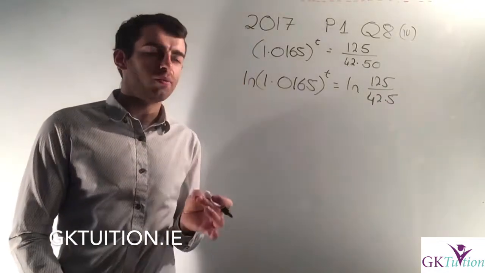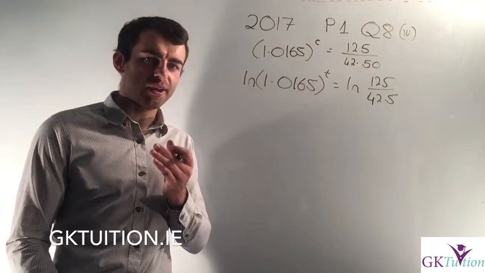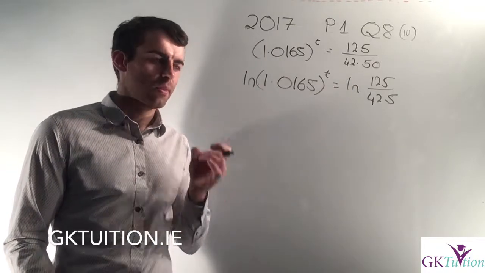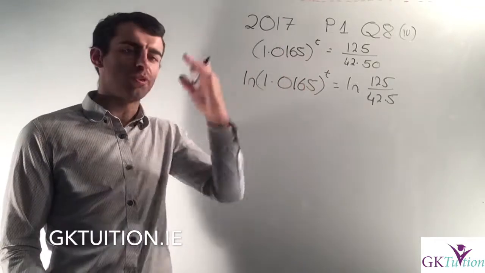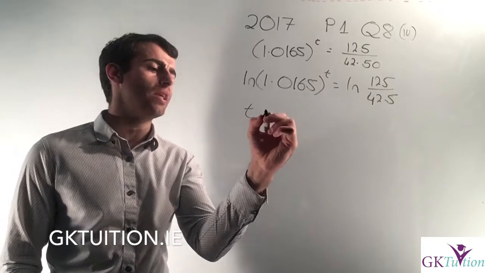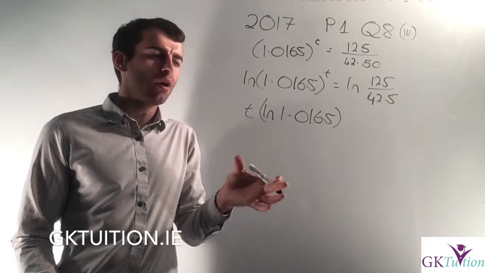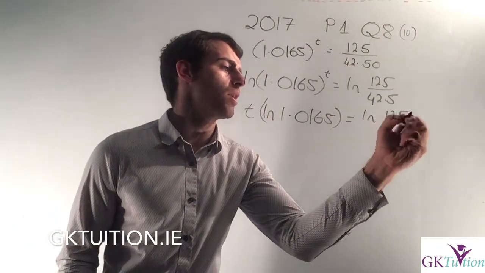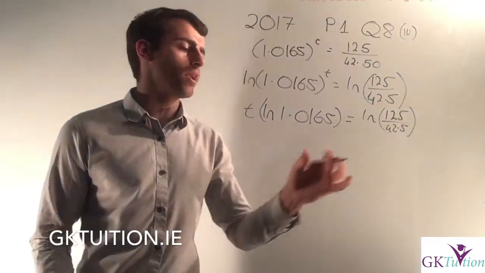Okay? The reason we introduce logs is because now we can apply the rules of logs. If you go to page 21 in your log tables, in the middle column we have our rules of logs. The third rule of logs is that if you have log of something to a power, you can just bring the power in front. So in this case, my left-hand side just becomes t times ln 1.0165. Now all of a sudden my unknown is no longer in the power. So all of a sudden this question has become a lot easier. So it's ln 125 over 42.5 on the right-hand side.